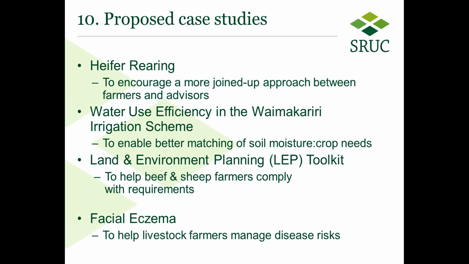The third one on the list there is all around the Land and Environment Planning Toolkit, and that's all about helping beef and sheep farmers to comply with some legislative requirements around the area of environmental protection and demonstrating good management practice. And had good support there from colleagues down at Palmerston North. It's interesting in terms of the lead in to that particular project and the history behind it all, and then the combination of factors that actually came together to allow that project to move on to the next scale.